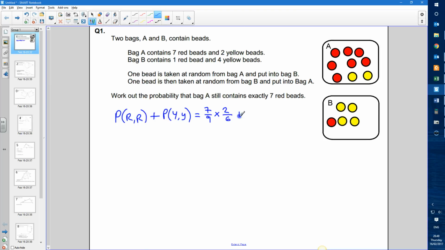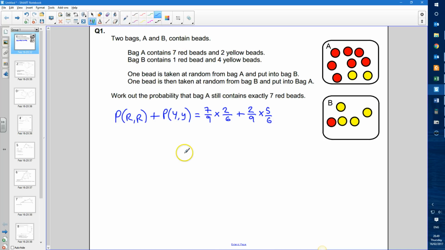Plus the probability of yellow followed by yellow. There's a 2 in 9 chance, or 2/9, of picking a yellow. Once I've picked a yellow and it's moved into bag B, I've now got 5 yellows in 6 beads, so that's 5/6 of a chance of picking yellow again. So I need to times that by 5/6, and then that would mean that I've still got 7 red beads in bag A. So this is the calculation I want to do.